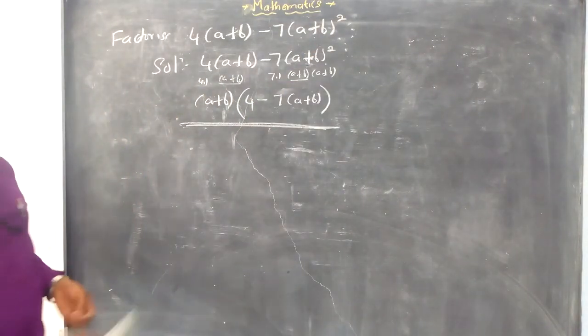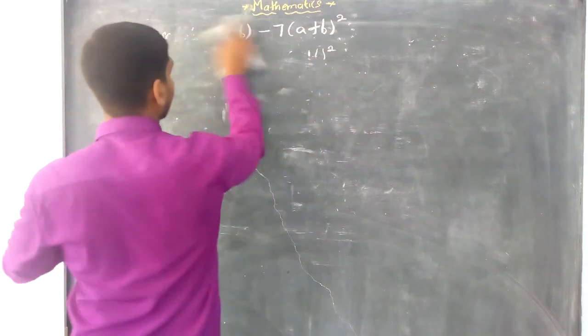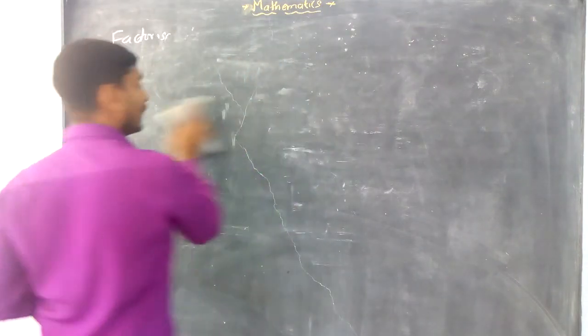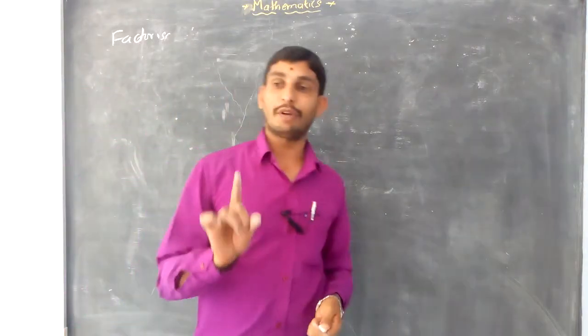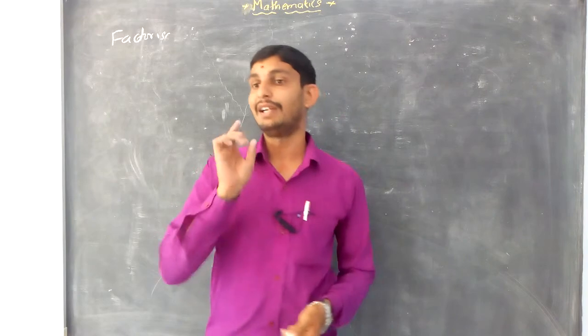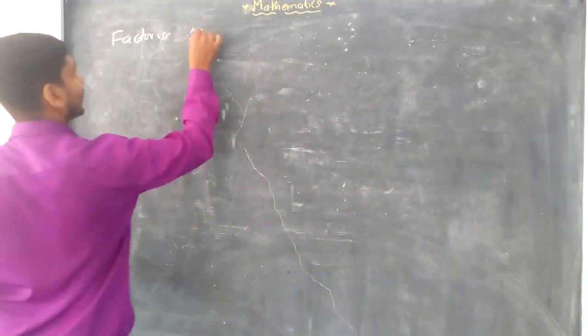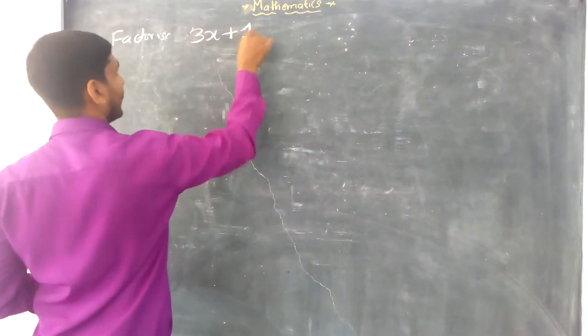Hope you understood how to factorize by taking a common factor. Okay, I will solve the last two problems based on the taking common factor method, because these two are a little bit different. Next question is like this. Factorize 3x plus 1. What is the question?